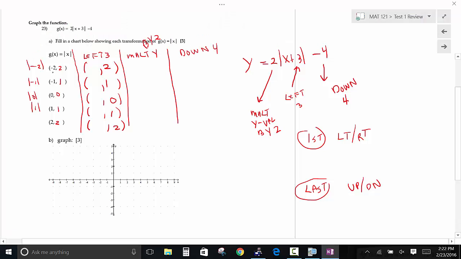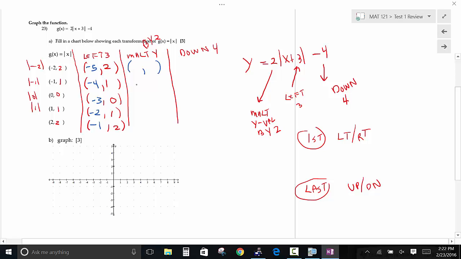What changes basically is the x value. So you're going -2, left 3 would be where? -5. -1, left 3 is going to be where? -4. 0 goes where? -3. 1 minus 3 goes to -2. 2 minus 3 goes to -1. Okay, now we're not going to plot this thing until the very end. I'll show you that. Okay, so now we've got that taken care of.